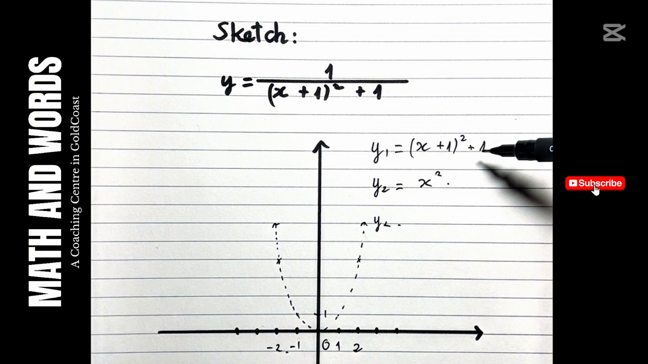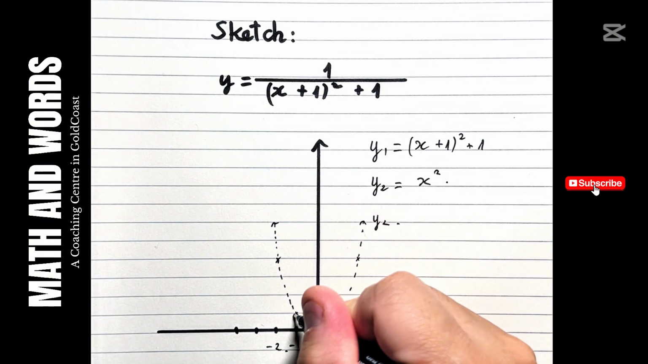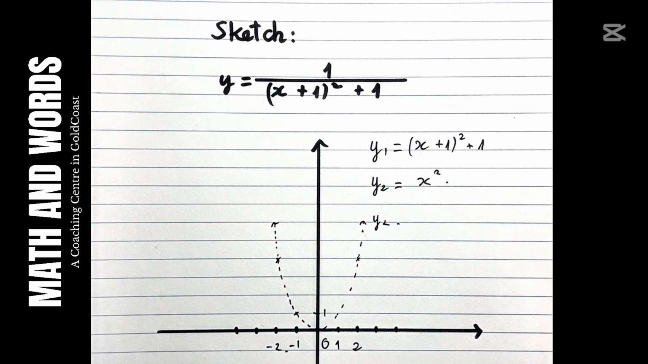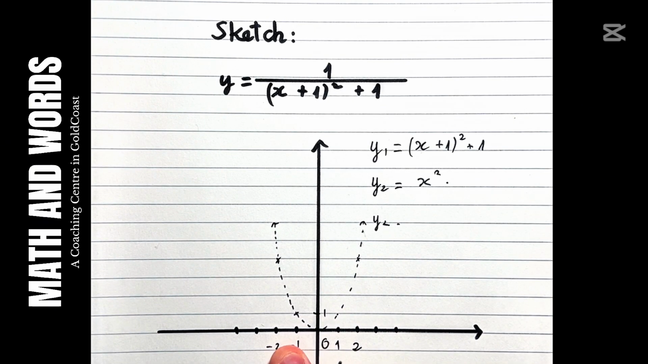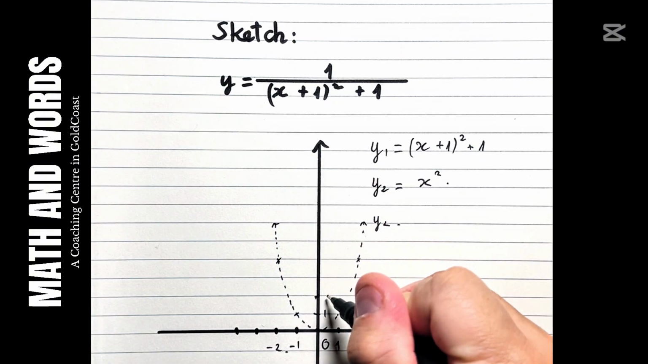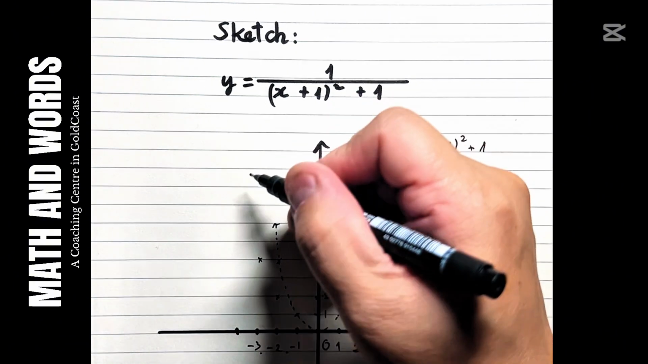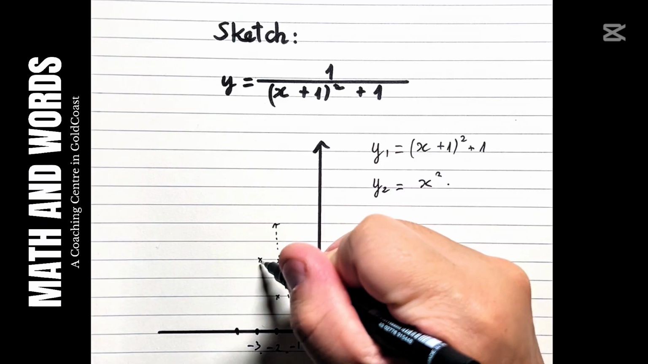1 unit up. So instead of the vertex being at 0, 0, now you have the vertex at negative 1, 1. And then you're just going to sketch it like that. You're going to shift this graph 1 unit to the left and 1 unit up. And then you have a y-intercept at 2. Then I go ahead and join all of the y2 together.